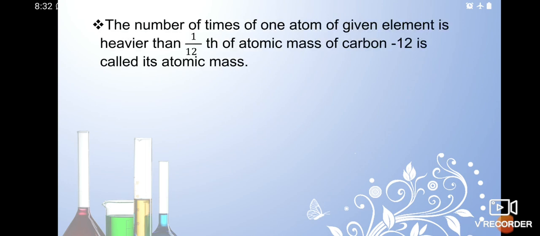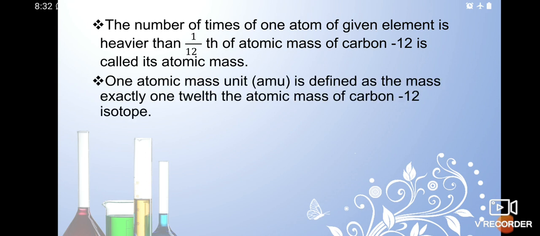The number of times one atom of a given element is heavier than 1 by 12th of the atomic mass of carbon 12 is called its atomic mass. One atomic mass unit, referred to as AMU, is defined as the mass of exactly 1/12th the atomic mass of carbon 12. Means if you take the weight of that atom, we can divide it by 12 and we get the atomic mass of that element.